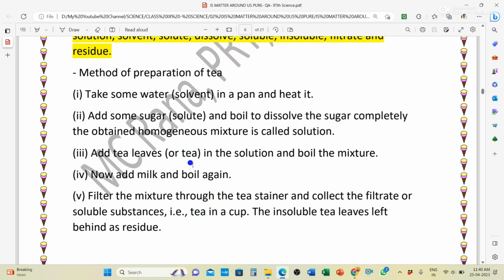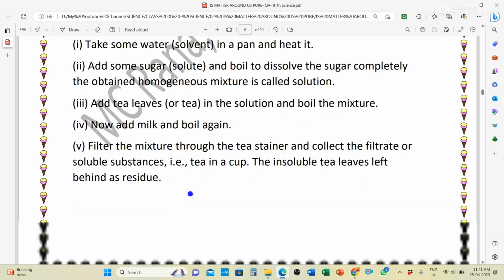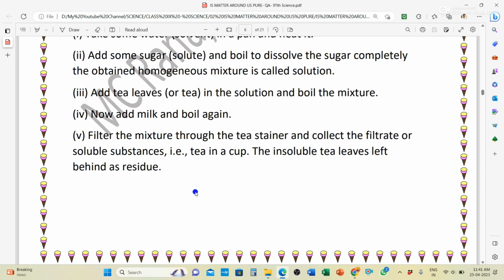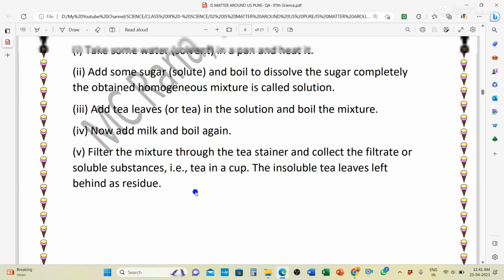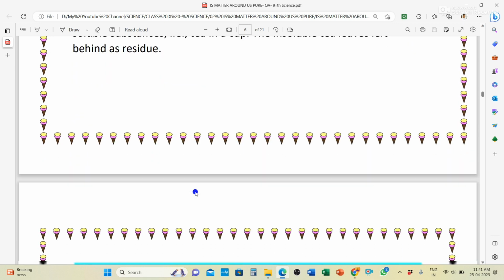Add tea leaves or tea powder in the solution and boil the mixture. Then add milk and boil again. Filter the mixture through the tea strainer and collect the filtrate or soluble substances, that is tea, in a cup. The insoluble tea leaves are left behind as residue. So in this method we can make tea.